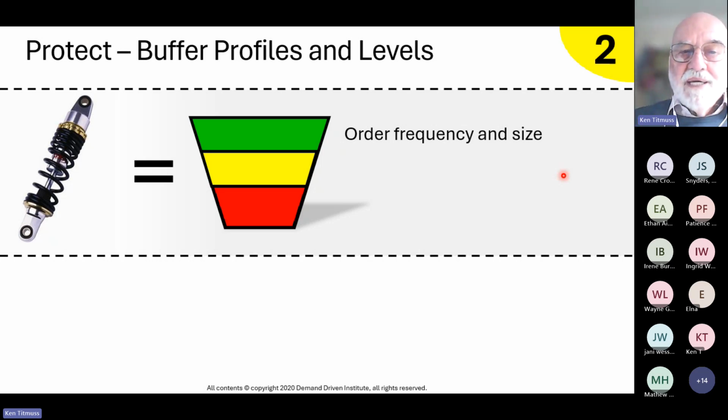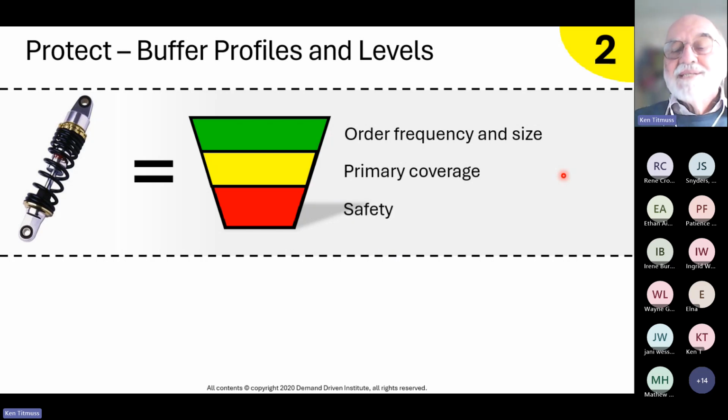In DDMRP, we calculate each zone independently, and it has a purpose. The green zone at the top is really the size of the orders that we're going to replenish for this buffer. And it also indicates, based on dividing that size by the ADU, how often we're going to be replenishing the stock in that buffer. The yellow zone is basically the primary coverage. That is our average daily usage times the lead time to replenish the stock. And the red zone is the safety.